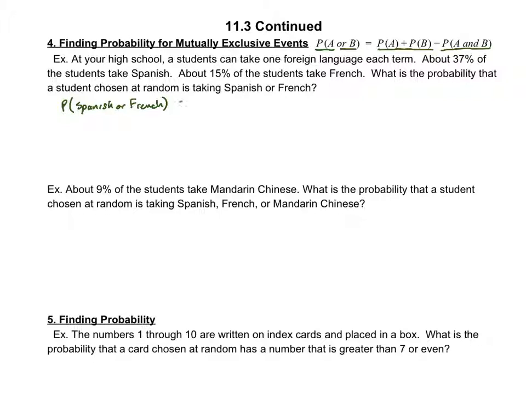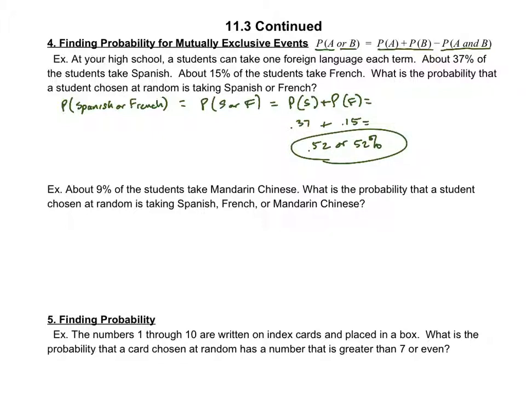So here we have the probability of Spanish or French, which is going to be equal to the probability of Spanish plus the probability of French, which is equal to 0.37. 37% is 0.37 plus 15% is 0.15, which is going to be 0.52, or a 52% chance that you're going to hit that when selecting those students.